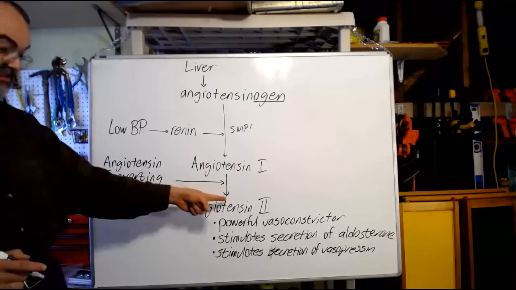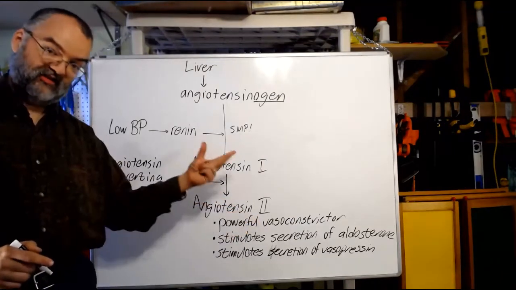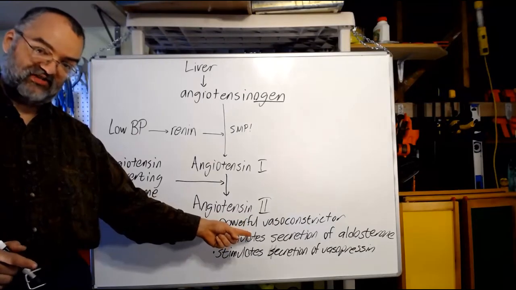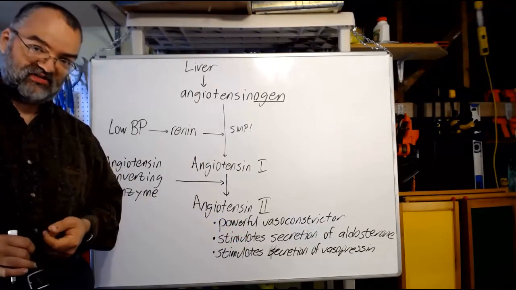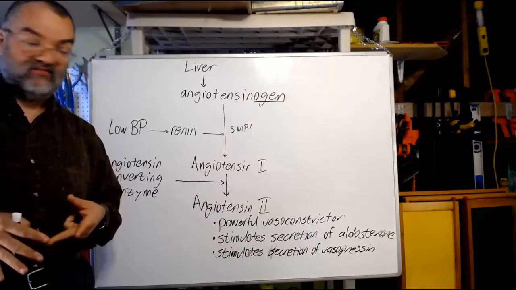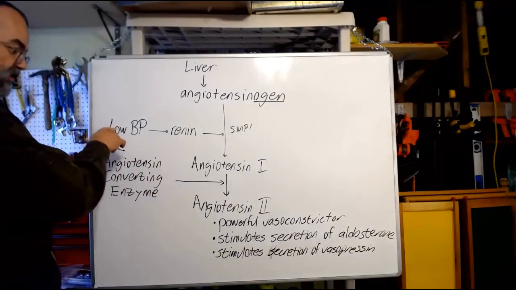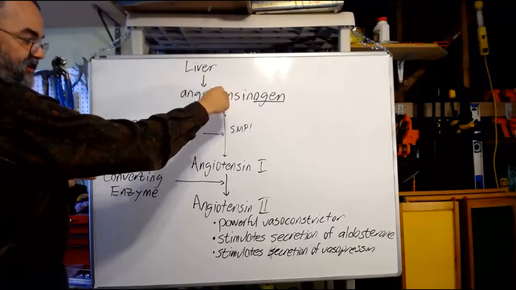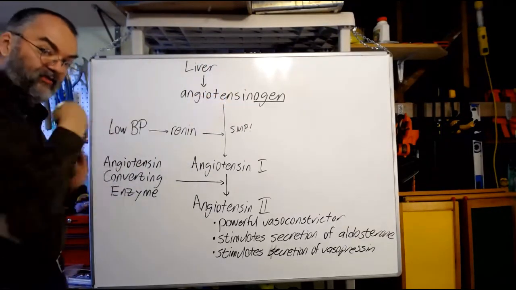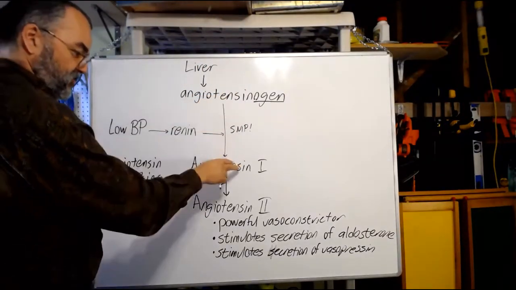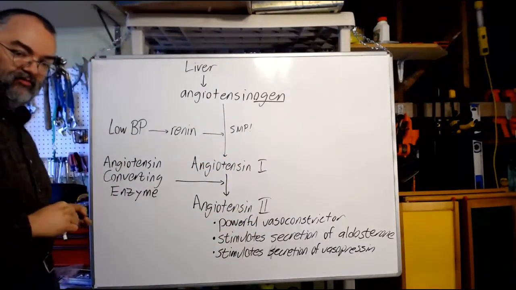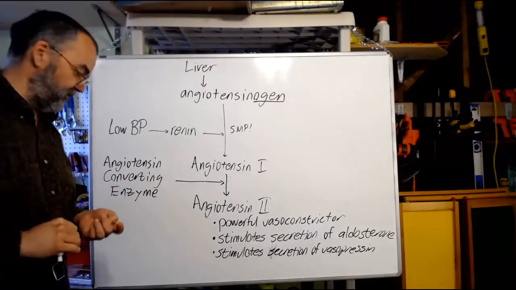And angiotensin II, through several mechanisms, constricting blood vessels, stimulating aldosterone secretion, and to a lesser degree vasopressin secretion, increases blood pressure. So, low blood pressure caused the production of renin, which converted this existing thing that's already there, the liver's already put it into the blood, into a hormone, which is converted into another hormone, which goes back and raises blood pressure. A nice negative feedback loop.